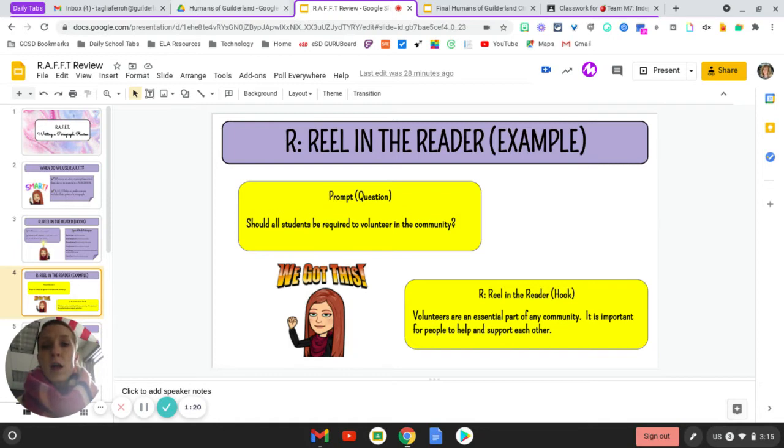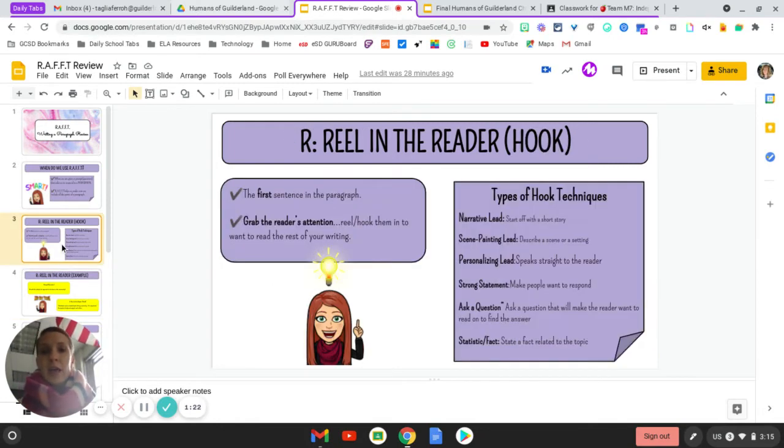So let's first remind ourselves of what the first step is. R in RAFFT stands for reel in the reader, which is our hook sentence. This is the first sentence in our paragraph, and the purpose here is to grab the reader's attention. We want them to be interested in the rest of our writing, in reading more. You can see over here lots of different techniques that we can use to hook our reader.